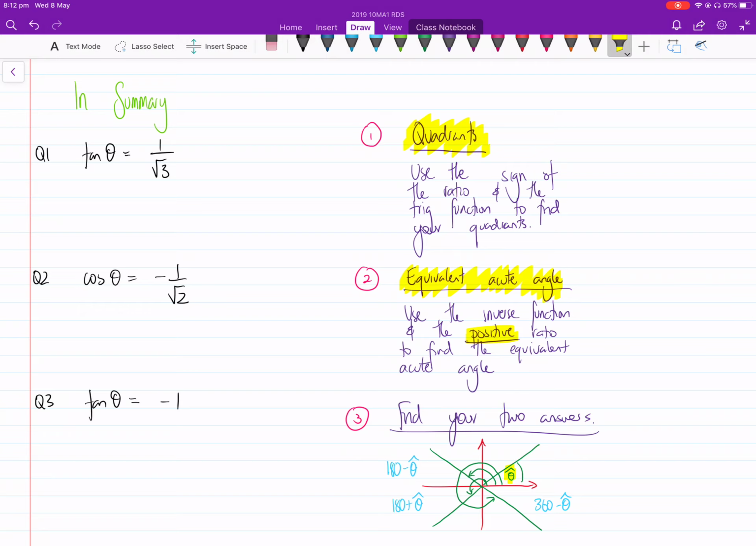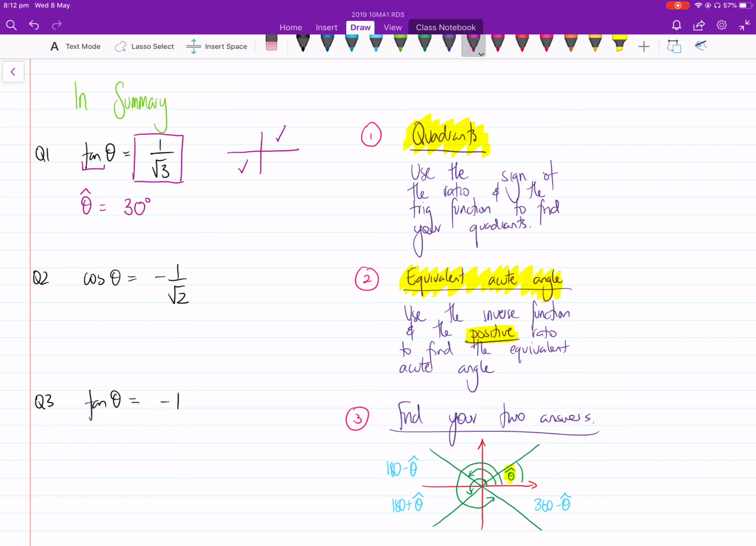So let's do these ones the way that I would do them in an exam. Here we've got the 2 bits of information. We have a positive ratio and the magnitude is 1 on root 3. This is tan, so because it is the positive ratio, I'm going to be in the first and third quadrants. I'm going to use my knowledge of exact values to get the theta hat here, but you can use inverse tan, but I know that theta hat, the equivalent acute angle, is 30 degrees.